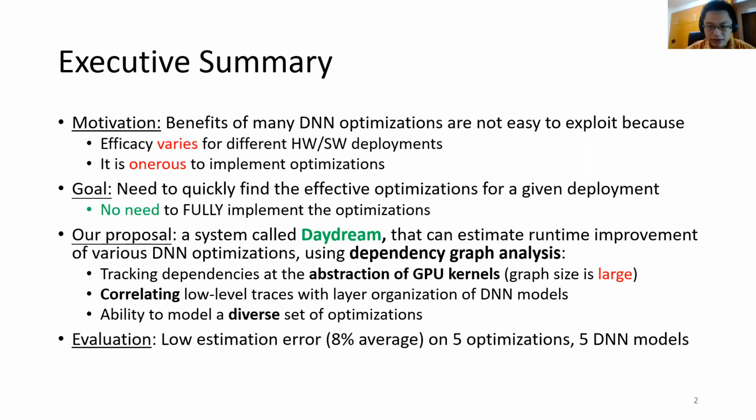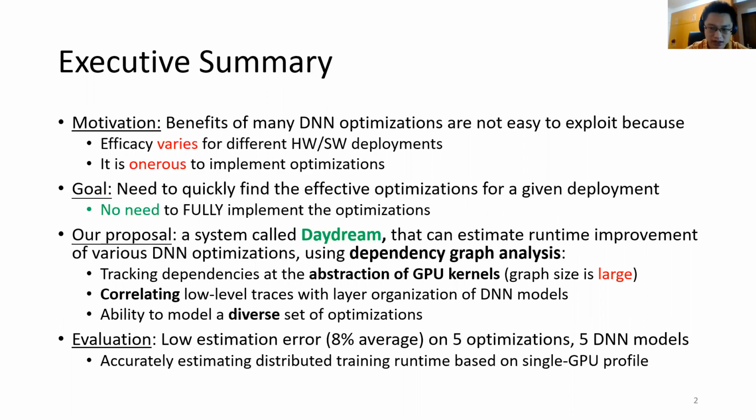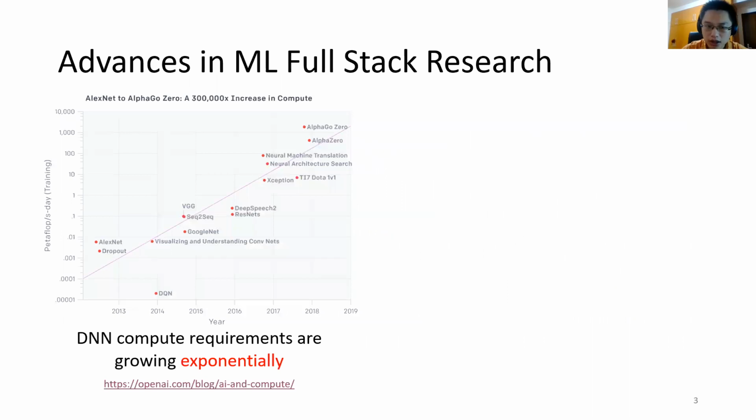We extensively evaluated our Daydream system with five different optimizations over five DNN models, and achieved a low estimation error of only around 8% on average. And we show that using Daydream, we can accurately estimate the distributed training runtime based on only a single GPU profile. So now let's look at the details.